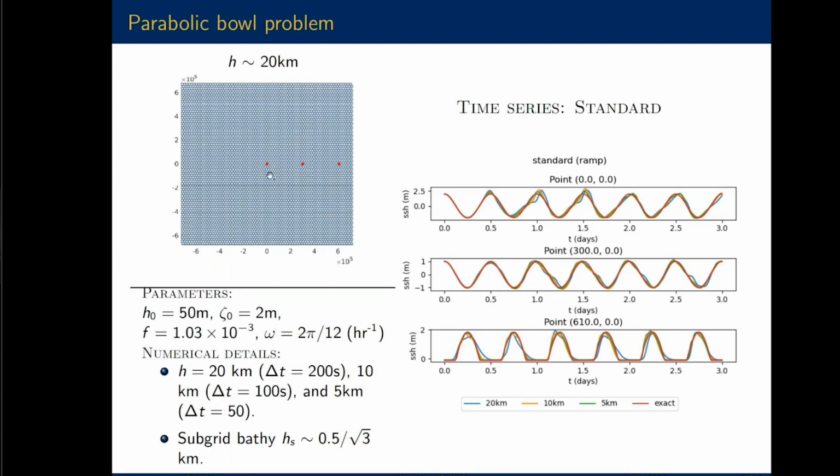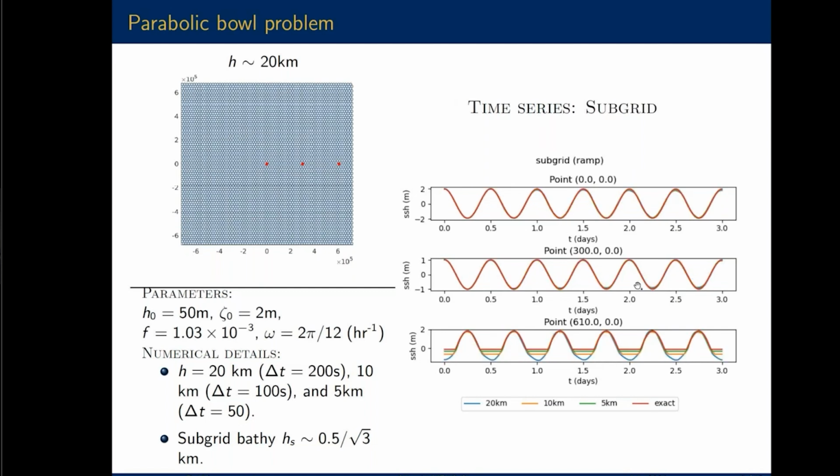You can notice that the solution in the middle is more or less distorted, and that progressively becomes better as we refine the resolution, as one could expect. But when we add subgrid, this is the solution from subgrid. We can see that the solution becomes more or less insensitive to the mesh resolution, and in the wetting and drying zone, while not perfect, it agrees pretty well with the analytical solution.